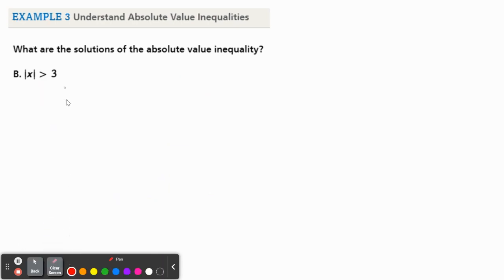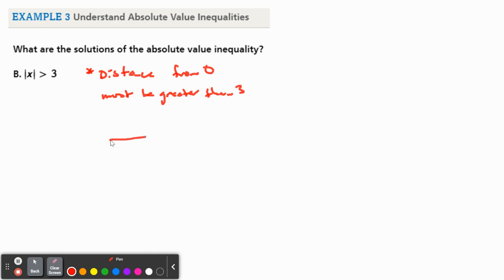Okay, B now says, what are the solutions of this absolute value inequality? And now we're just doing the absolute value of x is greater than 3. So now we're just taking that inequality symbol and flipping it around. So again, you have to think in terms of distance from 0. But now we want the distance from 0 to be greater than 3.